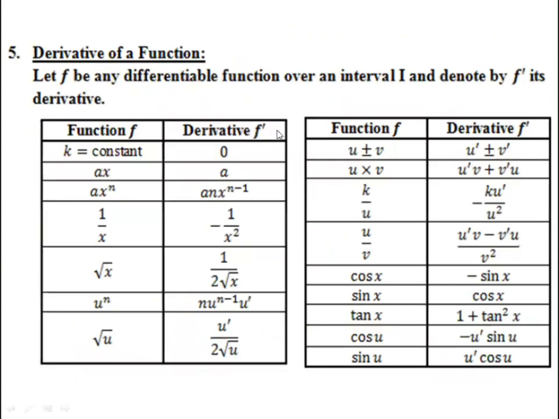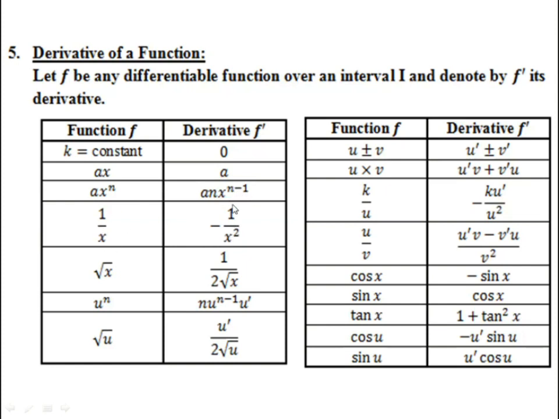Derivative of a function. These are recalls for you. Let f be a differentiable function over the interval I, so the derivative exists and is denoted by f prime of x. Here, for every function, we put its derivative. The derivative of a constant is 0. The derivative of ax equals a. The derivative of ax to the power n, this is the power rule, is a multiplied by the power n multiplied by x to the power n minus 1. We subtract 1 from the power.